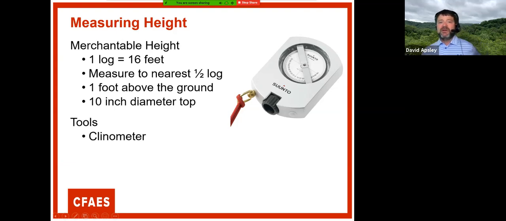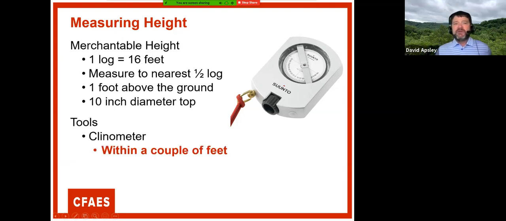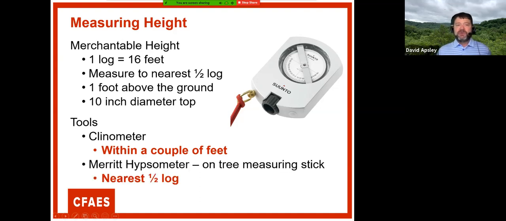So tools, clinometer, I've just talked about, pretty precise within a couple feet. Merritt hypsometer is a pretty good tool to measure if you need to get to about the nearest half log. And we always go to the nearest half log. We don't always round down or round up. Just go to the nearest half log. Otherwise, typically folks say, well, it doesn't make 2.5 logs, so we're just going to call it a 2. Just go to the nearest half log, and then the average works out pretty well if you're measuring a bunch of trees.